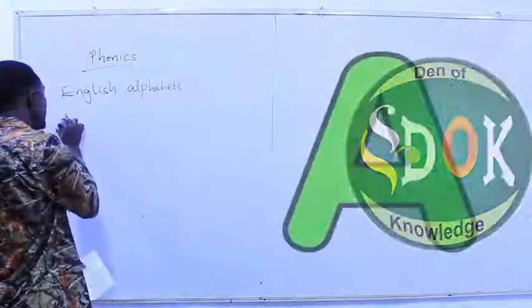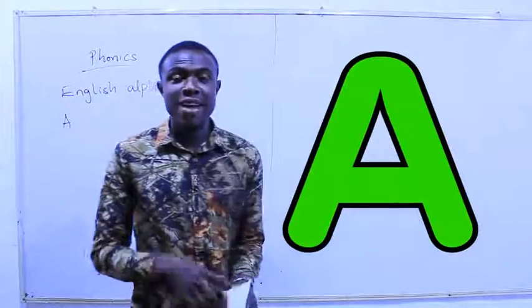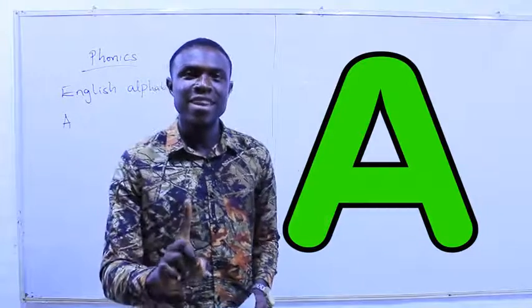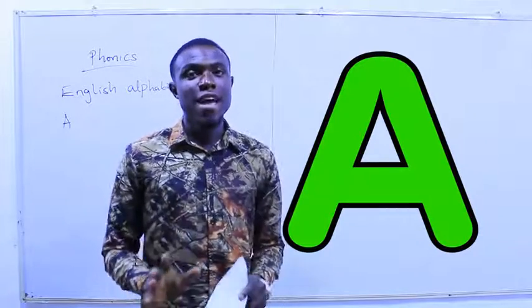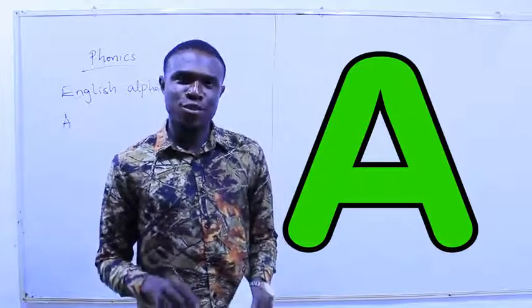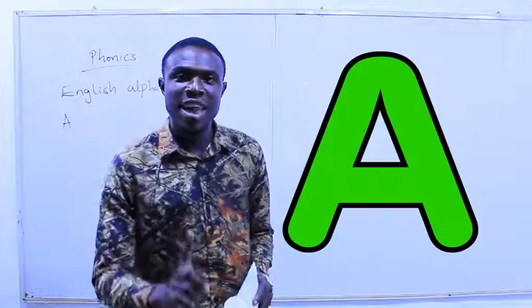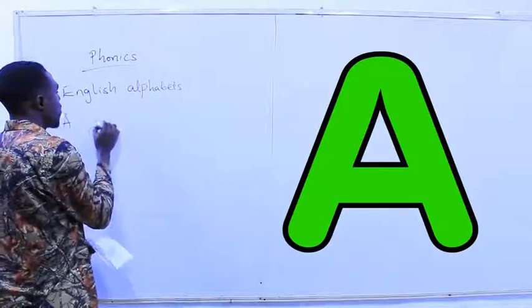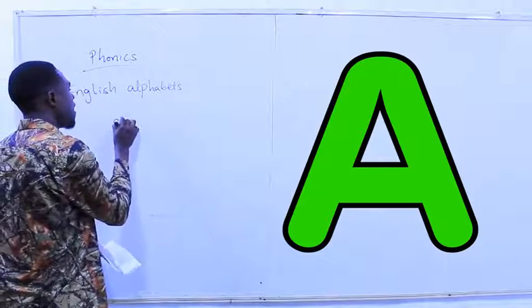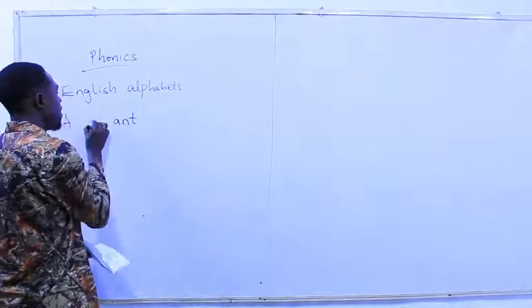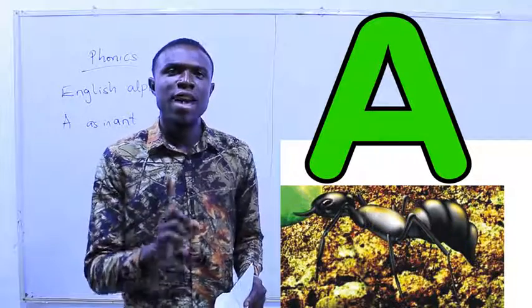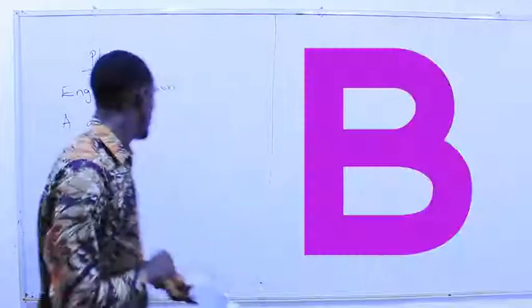Alphabet A. Now you say after me, A. You don't pronounce it the way some people say it, and that's not how to pronounce it. The pronunciation is A, as in ant. That A you used to see in ant, it's called A, letter A. Now we go to the next one.